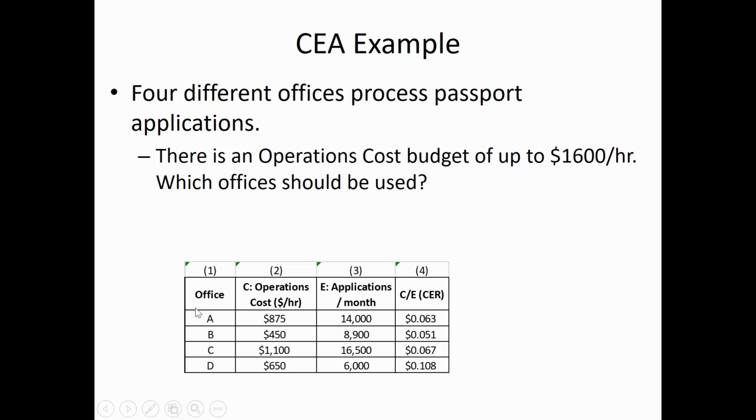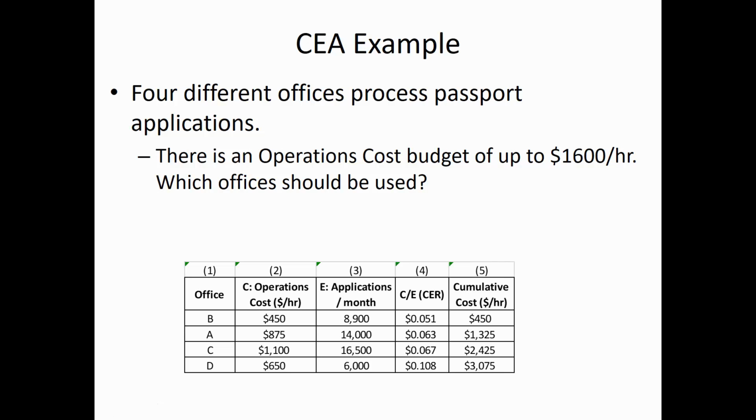So now they're sorted. This was the original data, and I sorted it from most efficient on top and least efficient on the bottom. And this fifth column of cumulative cost says if we just fund Office B, it's $450. If we have Office A and B, then it's $1,325, because that's the $450 for Office B and the $875 for Office A. So at this point, our total number of applications that we're processing is going to be the 8,900 plus 1,400 on the second row.